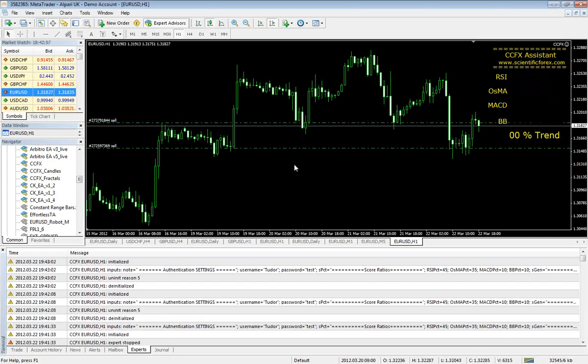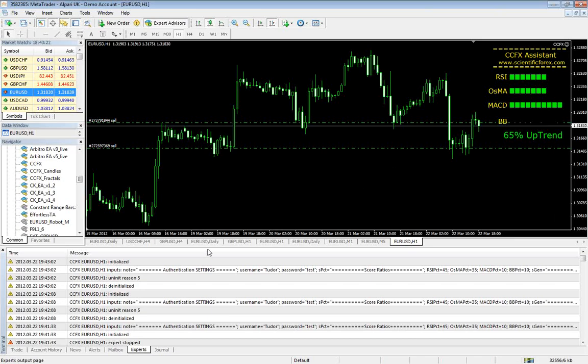And just keep in mind, you can't use more than one EA on a chart. You can use a lot of indicators on one chart, but only one EA per trading chart. So just keep that in mind. This is why we made CCFX the expert advisor and all of our bonuses indicators.